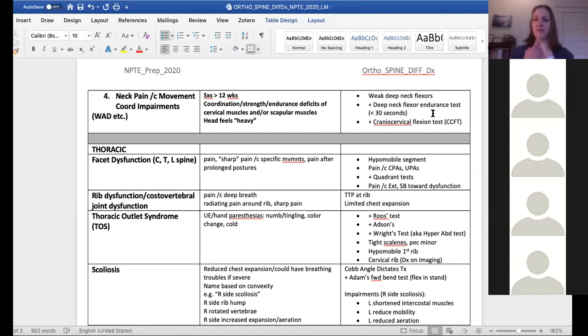And then the deep neck flexor endurance test is where you're having them chin tuck and supine and lift. And the amount of time that they are able to lift and hold is going to be their score. So norms we know on that test are going to be right around 30 seconds for a normal individual.